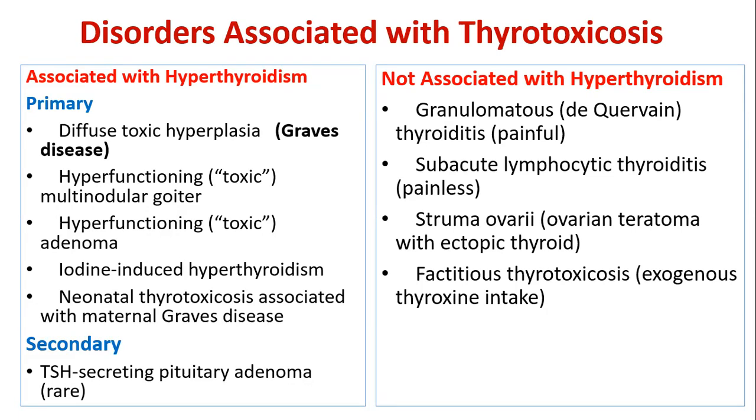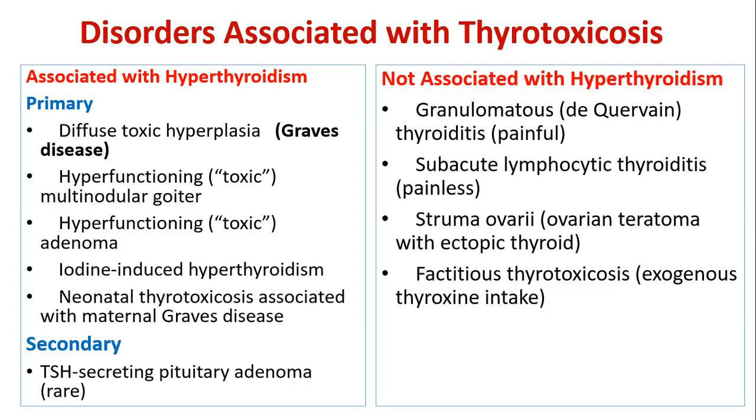So the primary and secondary causes I have already mentioned here. One of the important ones is also iodine-induced, which is sometimes excess of iodine, or there is some metabolic disorder, genetic inborn errors of metabolism with iodine, that lead to a hyperthyroid state. But always keep in mind, there are other conditions not associated with hyperthyroidism, but there can be thyrotoxicosis.